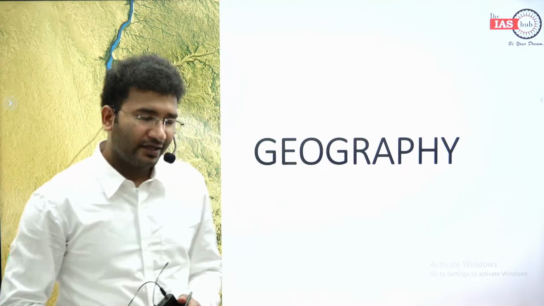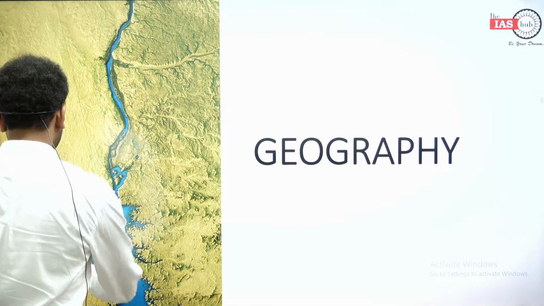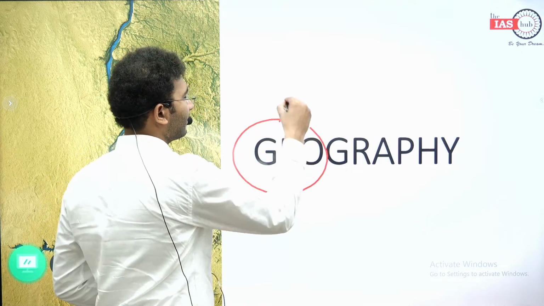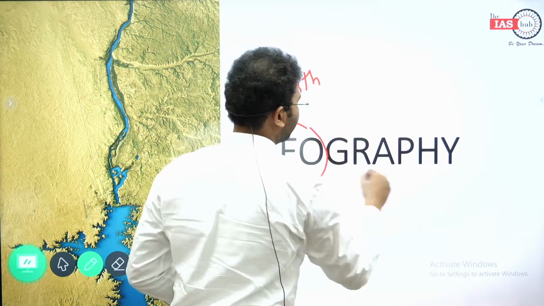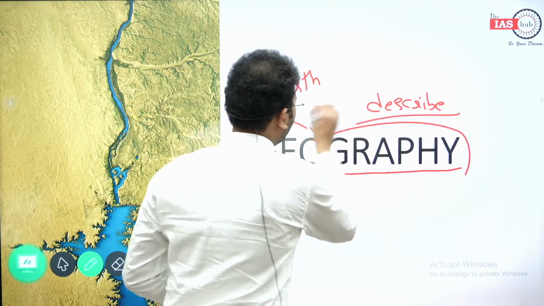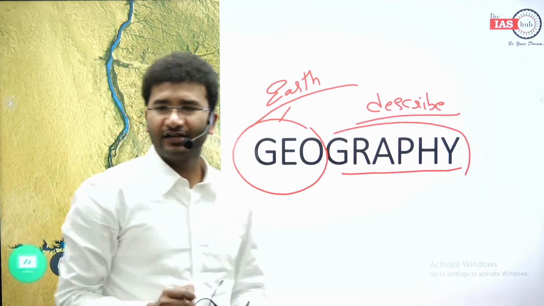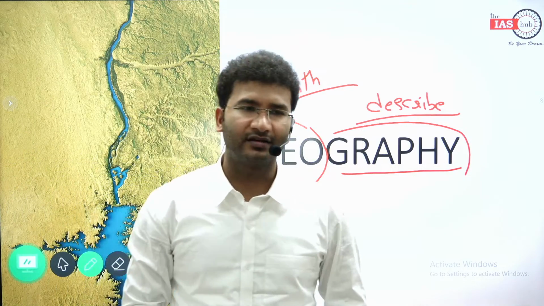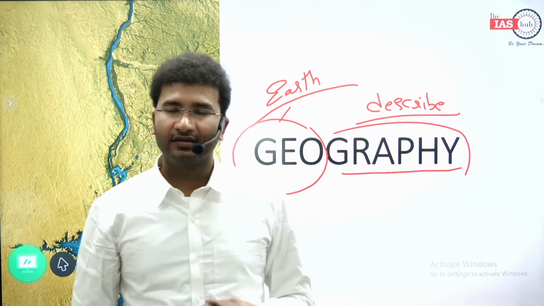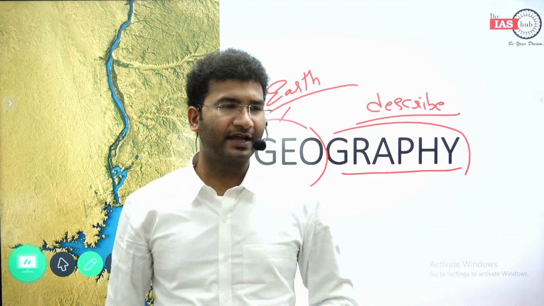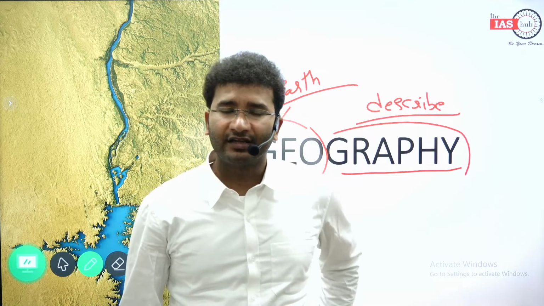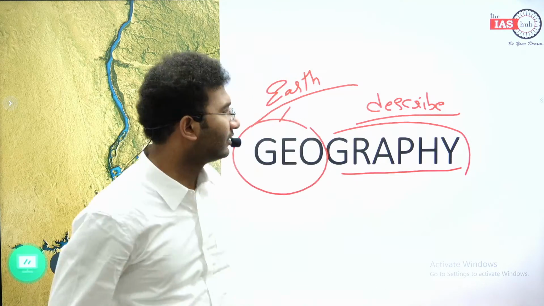See, in simple terms, if I have to tell you what exactly is geography, your textbooks and definitions will say that geo means earth and graphy means to describe. I know many of you generally try to define geography this way, as earth description or study of earth. But for your competitive examination understanding, this is not how you have to approach geography.